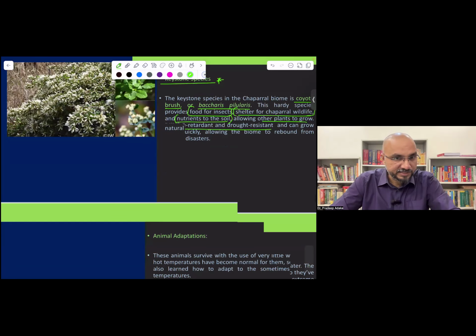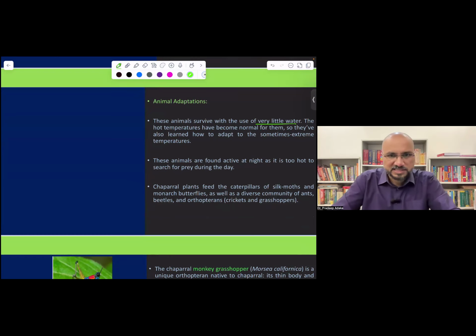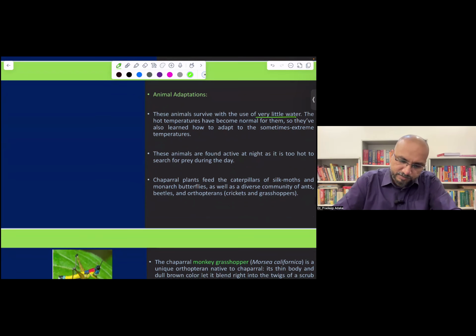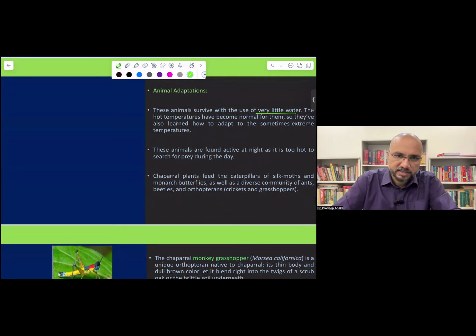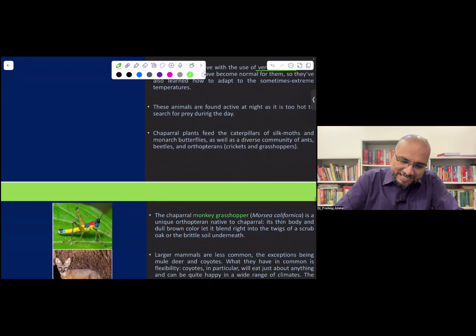Now, animal adaptations. So they use very little water because in summer water is not available. So the hot temperatures have become normal for them, and they have learned how to adapt in sometimes extreme temperatures. So these animals are found active during the night. Obviously, if it is hot in the day, they will come out at night. One of the reasons why animals are nocturnal is to escape from harsh temperatures during the day.